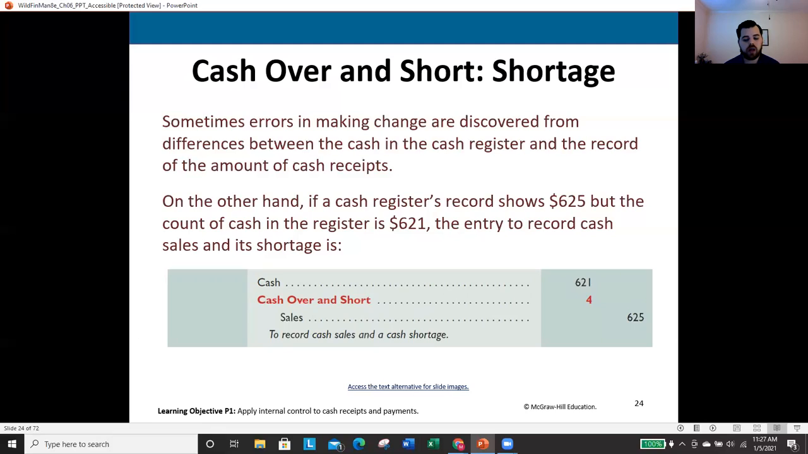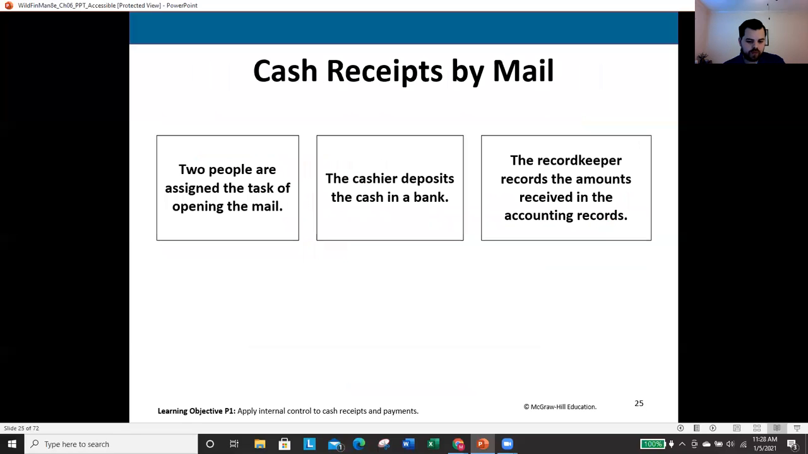Next, we've got to plug the difference somewhere. So we've got 621 in debits and 625 in credits. That means we're off by $4 and I need an extra $4 as a debit. So what I'm going to do is simply debit cash over and short for $4. Doing so balances out my entry and makes sure we have completed a correct journal entry for handling this shortage.